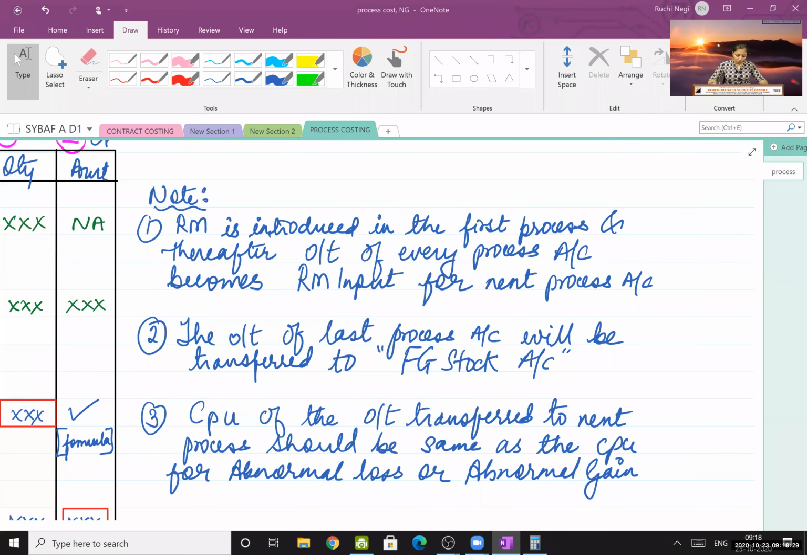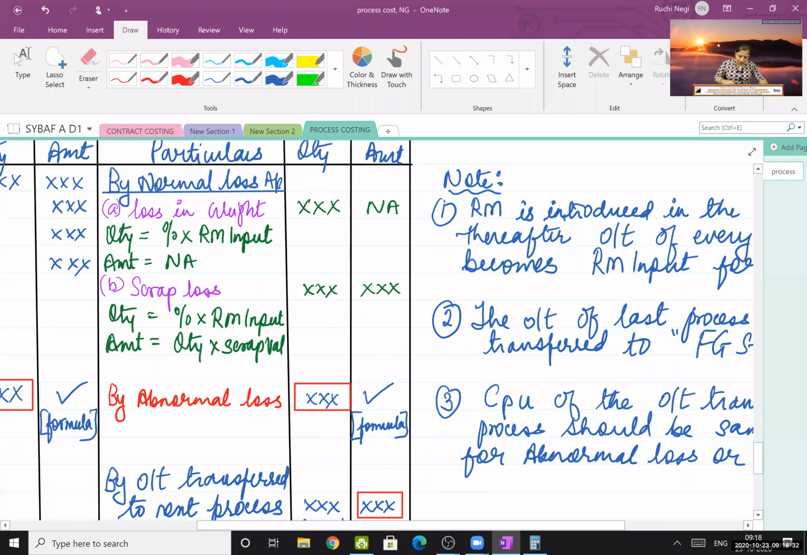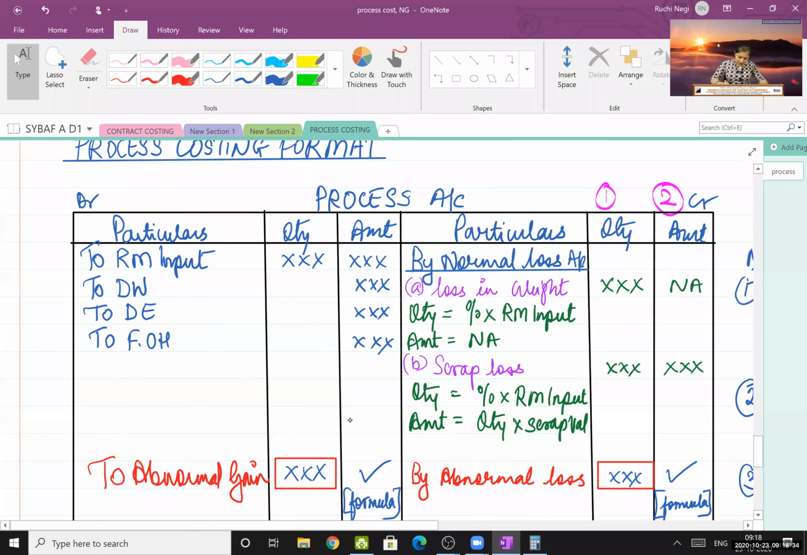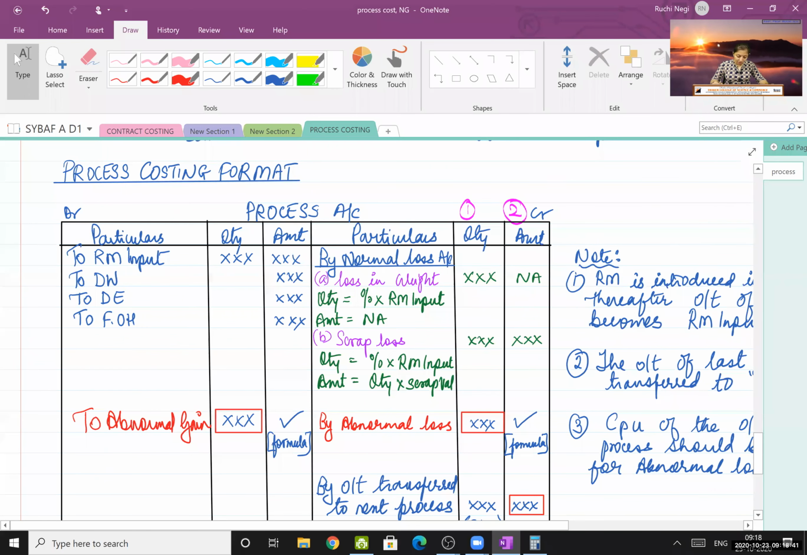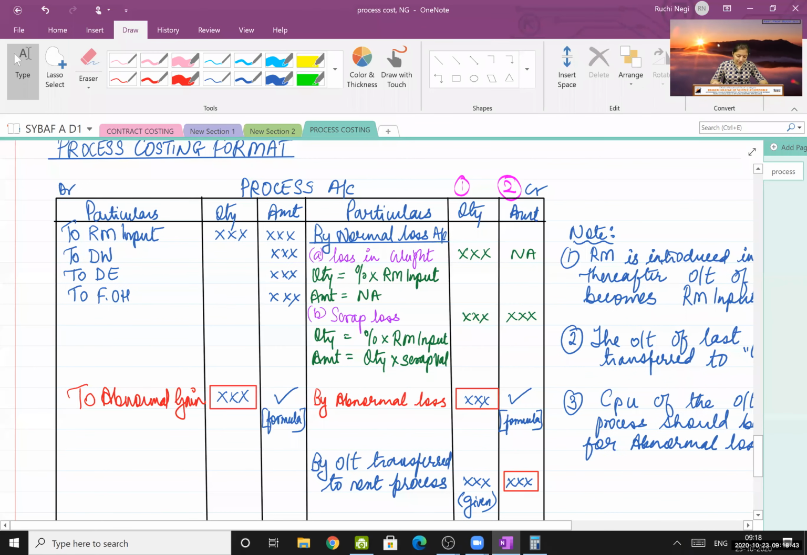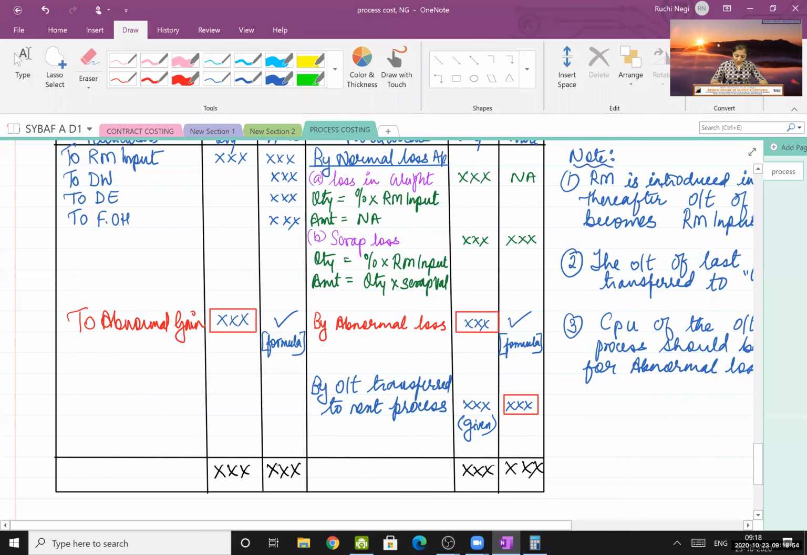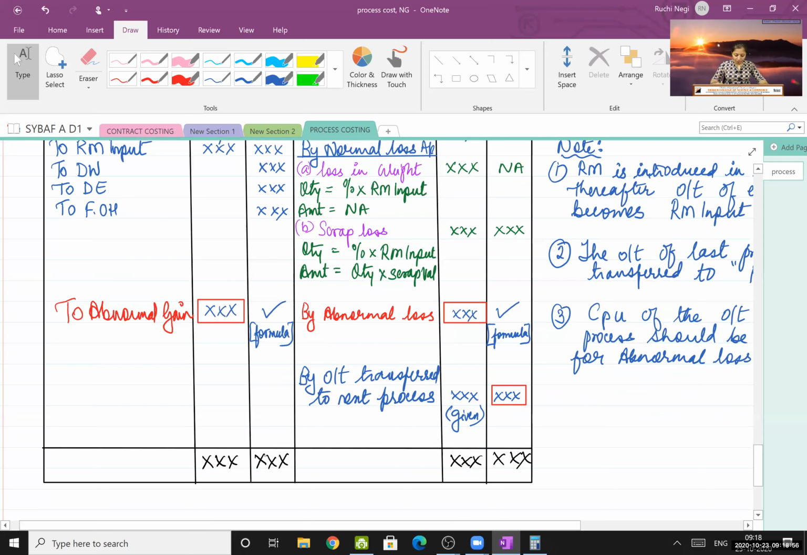Okay, so this was the format that I had given you last lecture. Yeah, this is the format. Just have a quick look over the format because today we are going to start with sums. So debit the expenses related to the process and credit the normal loss. And if there is any abnormal loss, output transferred to next process. Okay, and then the probable calculations with respect to calculating the value for those losses.